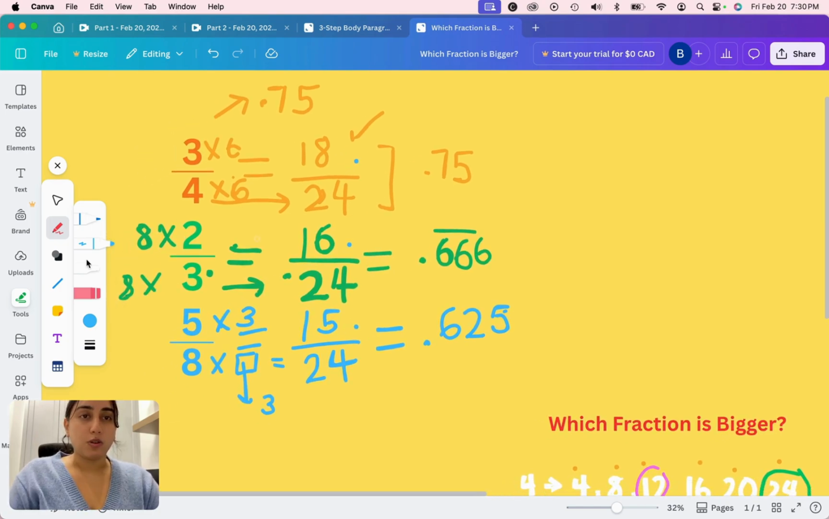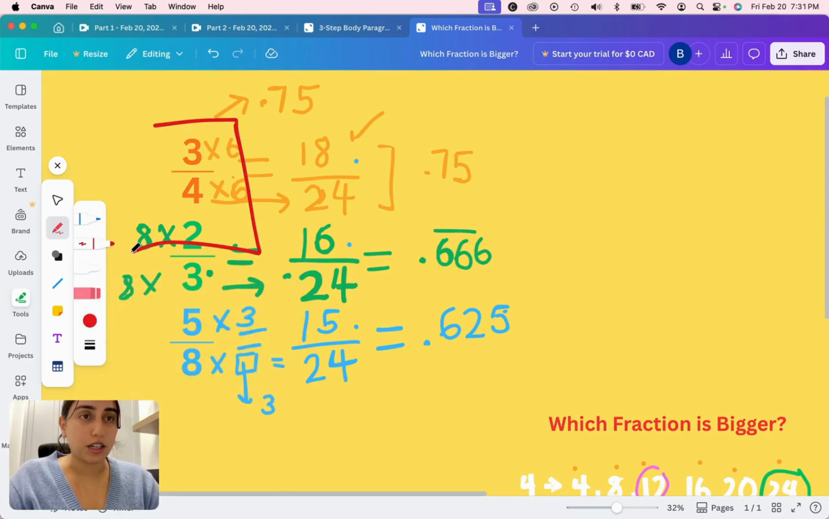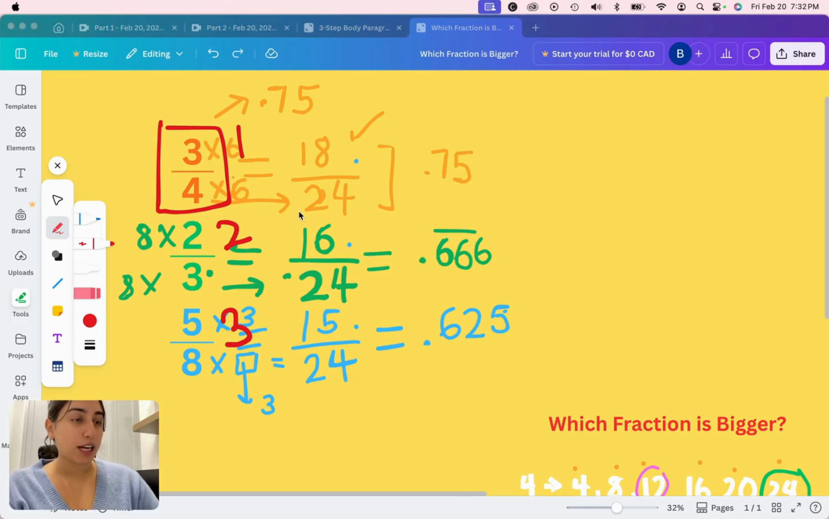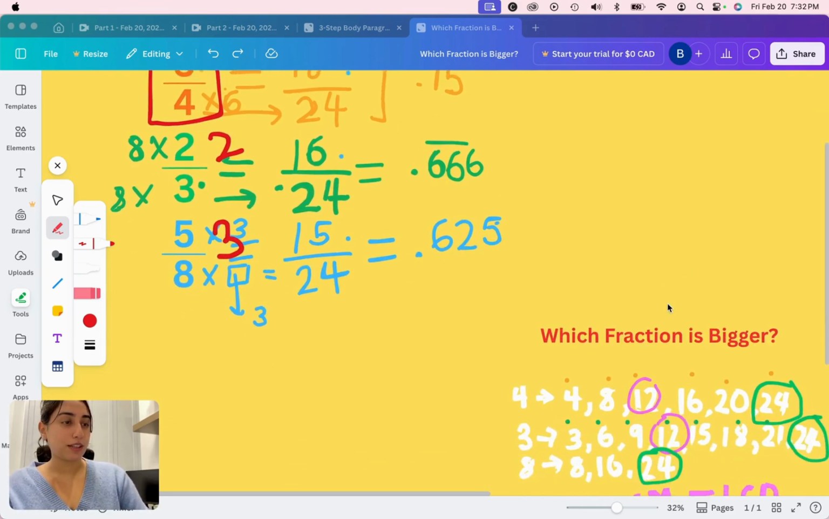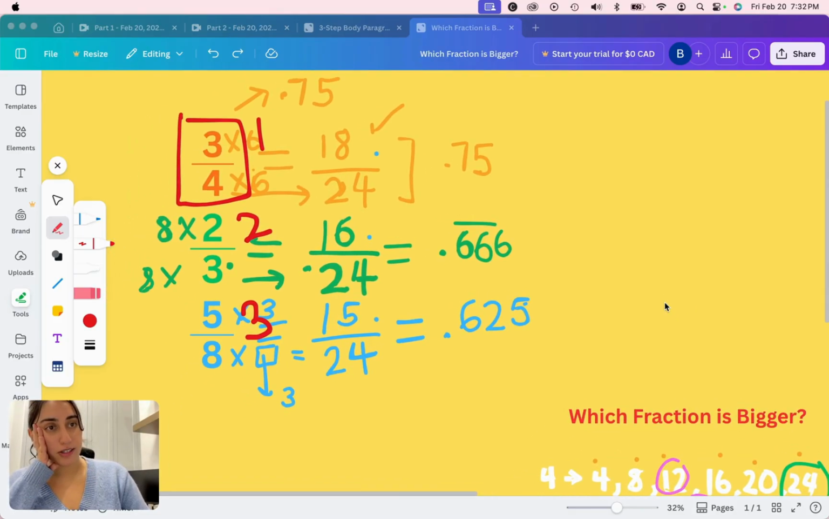So now we can actually make some comparisons between these three fractions. With certainty, we can say that 3 over 4 is the largest of the three fractions. And this one's second, and this one's third. So that's the smallest. And there you go. That is how you can compare fractions that have different denominators in order to make assessments about which one's larger or smaller in comparison to the other.